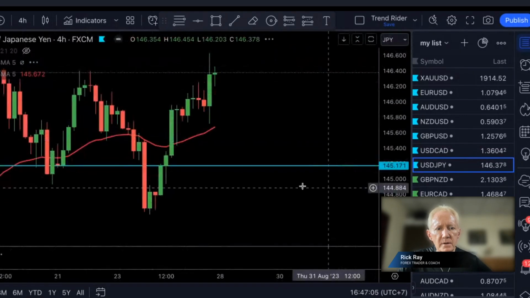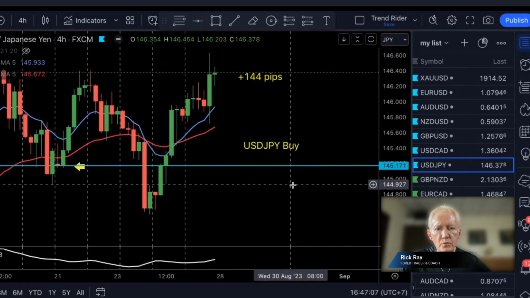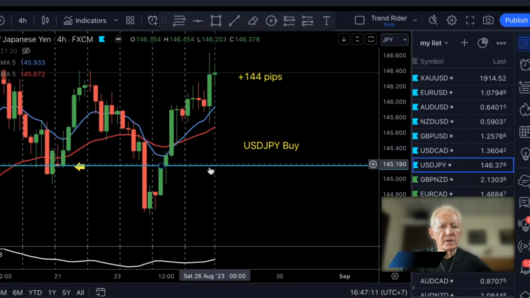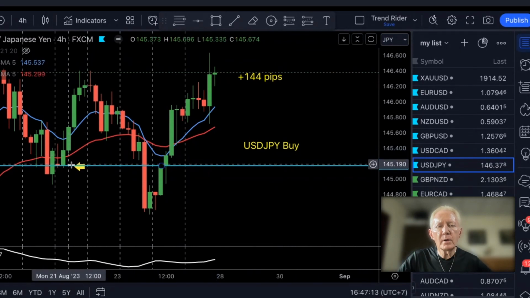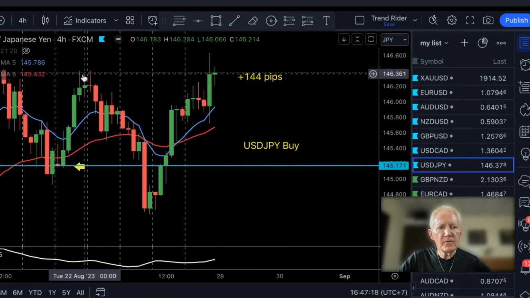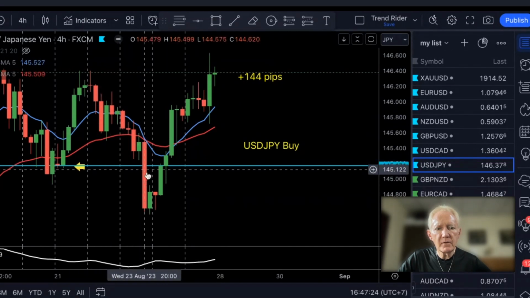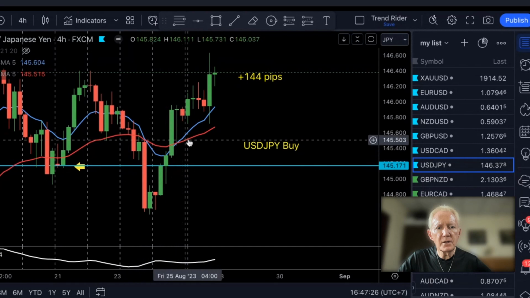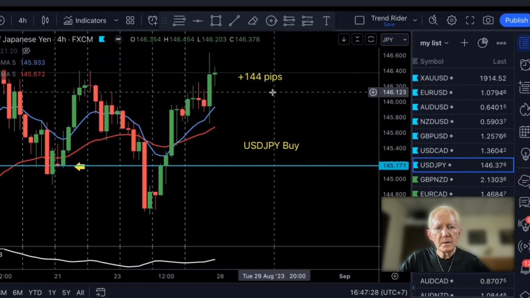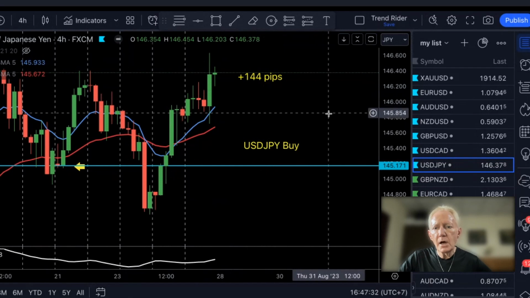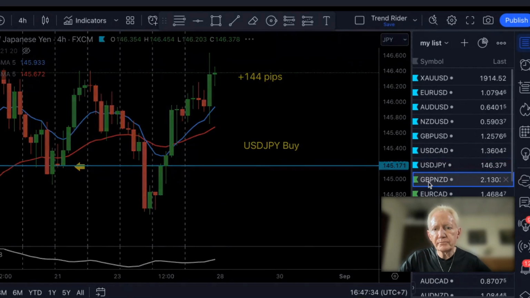Then the USD JPY, the UJ, this was also a market execution order, a buy order. I said to open the order when the market opened on Monday, and that went directly into profit. The very first day you could have got 144 pips out of that. It came down the wrong direction and never got near our stop loss, and then continued up on Thursday and Friday. But overall, if you close that early in the week, you could have got around 140 pips on that one.